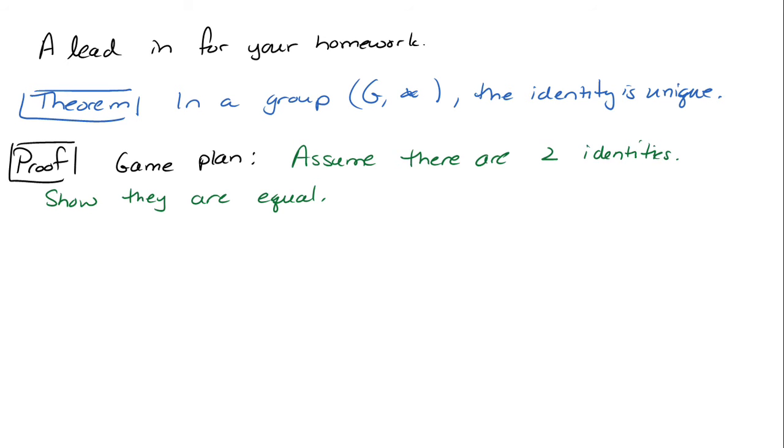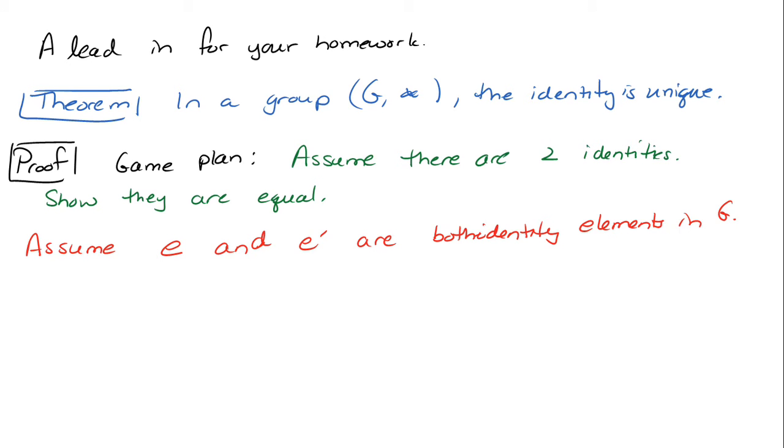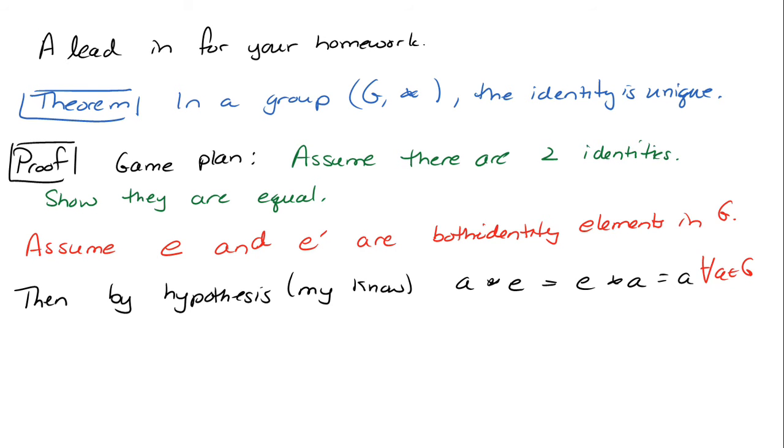The game plan typically is to assume there's two different objects, in this case the identities, and then show that they're equal. So assuming that there's two identity elements in G, then my note, which is, I have a group, so I have all the conditions of a group. An identity element by definition leaves things unchanged. So A times E is equal to E times A is equal to A, where by times I mean the asterisk. And I also know the same thing is true for E prime because E prime is an identity element as well.